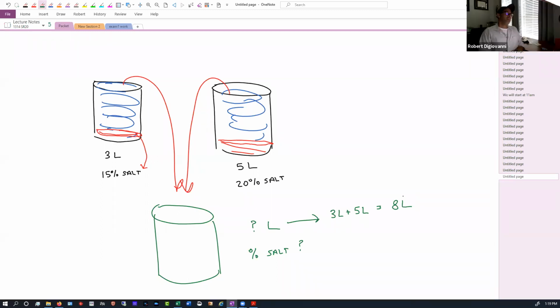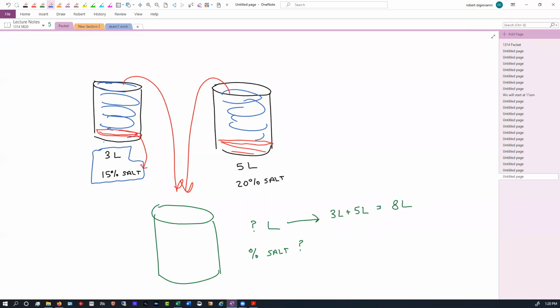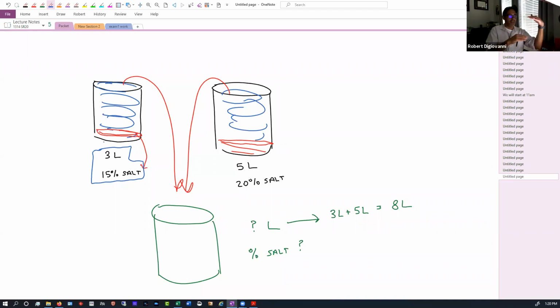Now, to find the percentage of salt, that's the more challenging piece. The way this is done is that you go back to the original given information on that first container right here. So let me ask you this way. I'm going to change it so it's a little easier. What if I told you you had 3 liters and it was 50% salt? Then how many liters of salt would you have in there? 1.5, right? So it'd basically be 1.5 of it would be water and the other 1.5 would be salt.